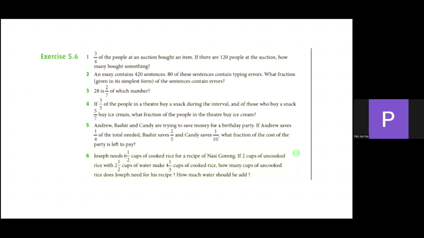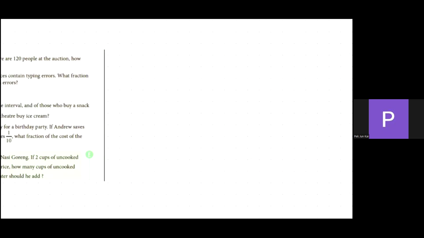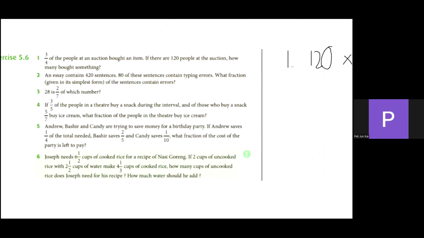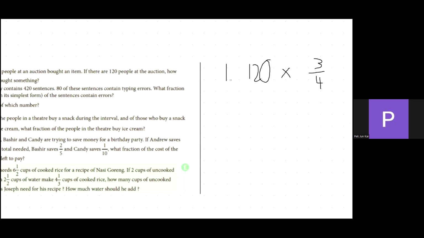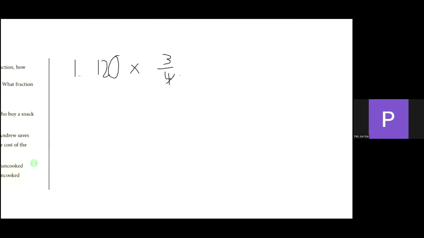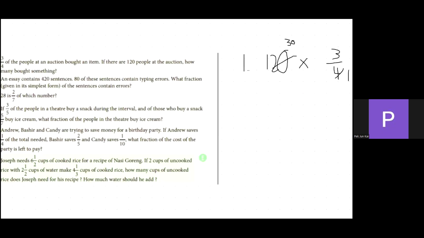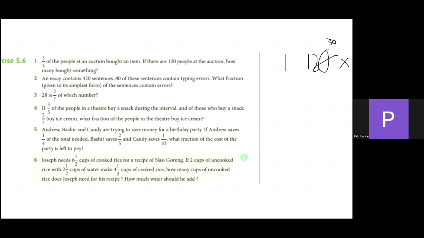So question number 1. If 3/4 of the people at an auction bought an item, if there are 120 people at the auction, how many bought something? So the first question, we can use 120 people multiply 3/4, which is the amount of people that had bought something at the auction. So it will become 90. So we would know that there are 90 people that bought something in the auction.